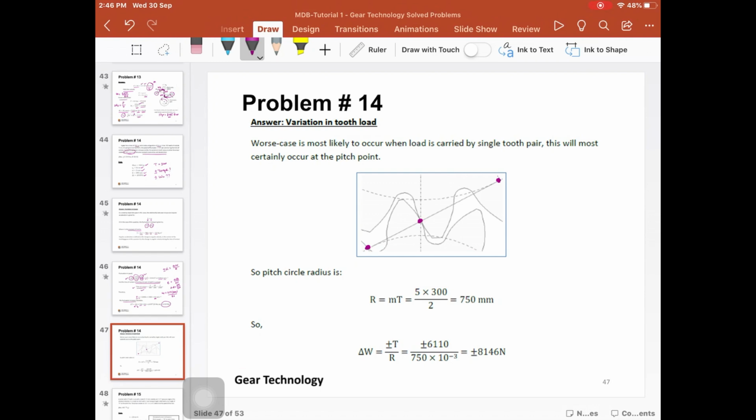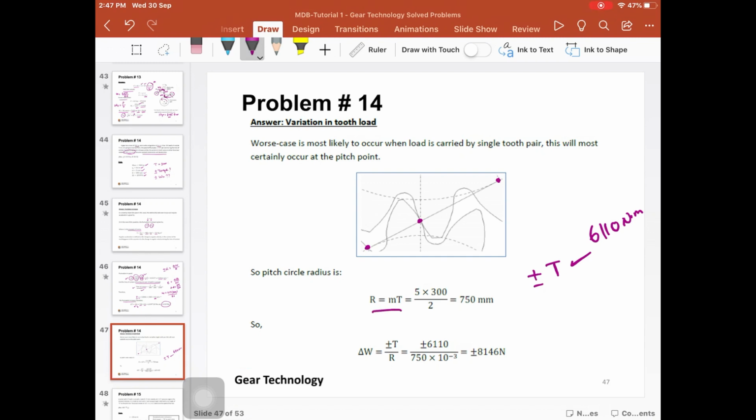In order to calculate the fluctuations in the force, we have the torque. We have the fluctuation in the torque, plus or minus T. Now this is known to us. It's 6,110 Newton meter. Based on that, we can calculate the fluctuations in the tangential component, and then consequently we can find the fluctuations in the radial component and the normal component.